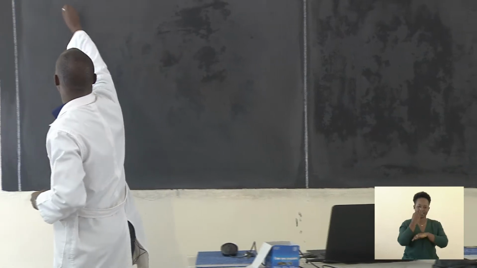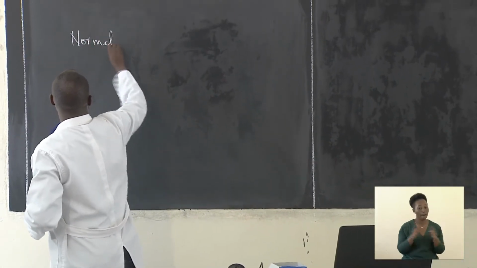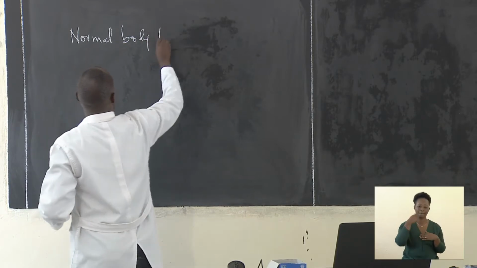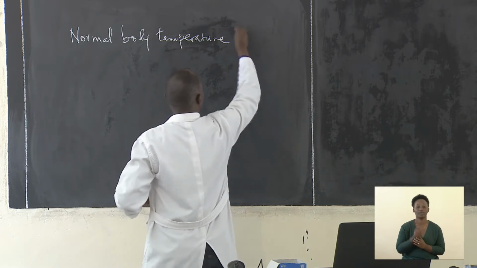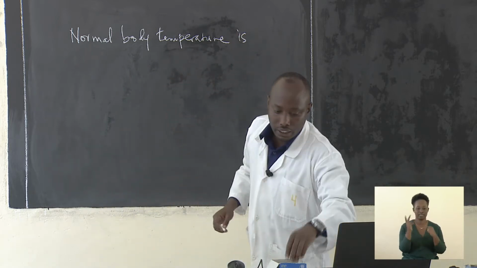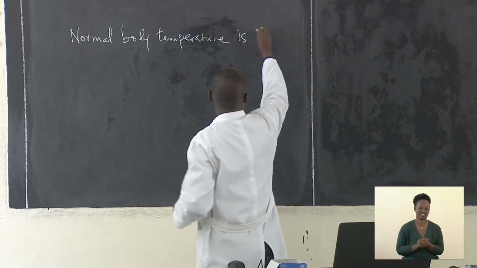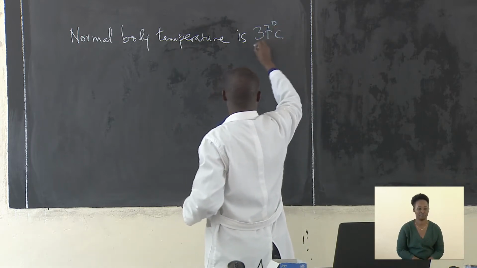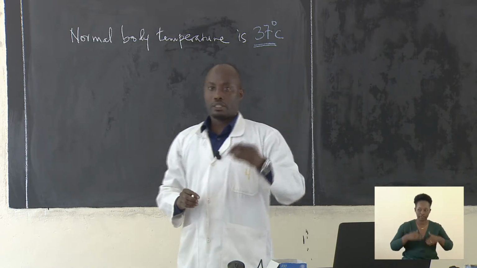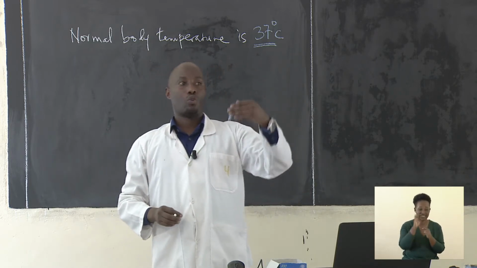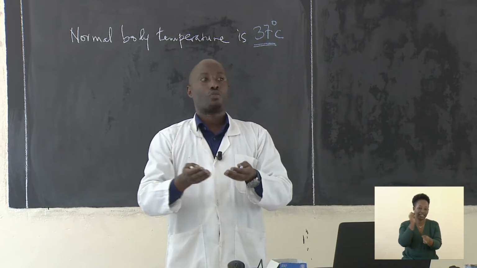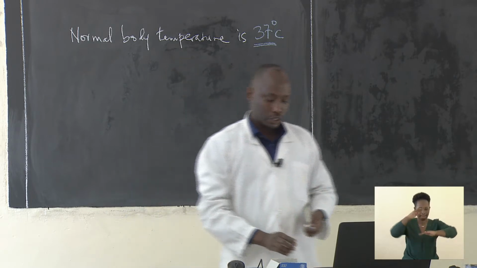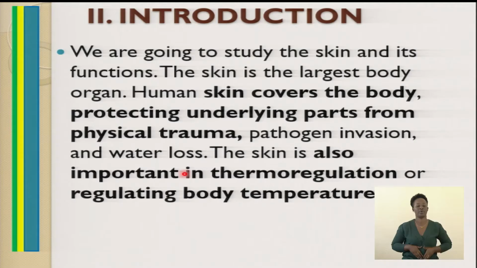So we know that the normal body temperature is 37 degrees Celsius. That is the body temperature. It means that it should not go above and should not go below 37 degrees Celsius. So the skin does the function of thermoregulation, balancing the body temperature in our body. That is thermoregulation, or regulating the body temperature.